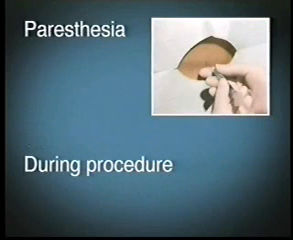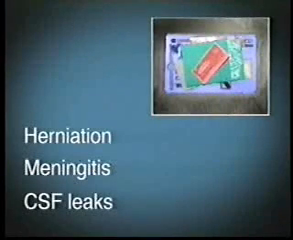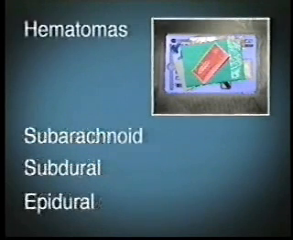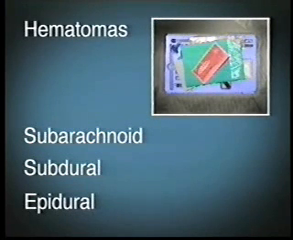Paresthesia, if present, generally occurs transiently during the procedure. If it continues, a nerve root has probably been impinged upon. This would indicate that the needle position is too lateral. Other complications are tonsillar herniation, meningitis, CSF leaks or hematomas, subarachnoid, subdural, or epidural. The last three complications seldom occur unless the patient is anticoagulated, thrombocytopenic, or has severe liver disease.